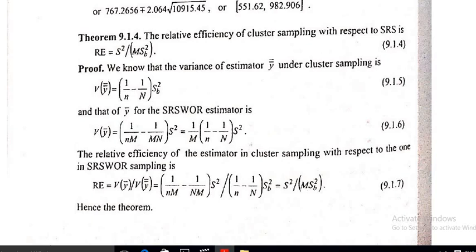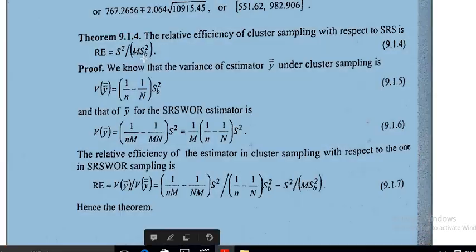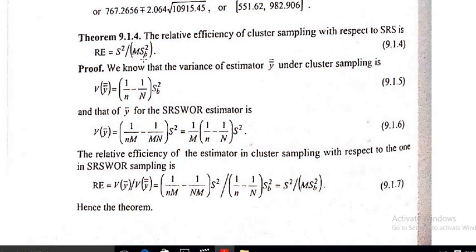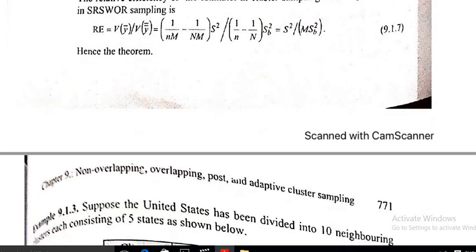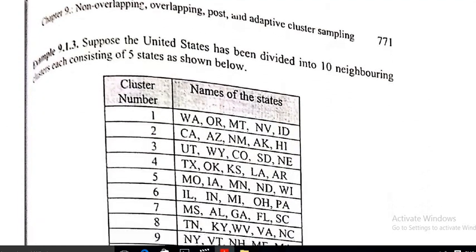This is a theorem. The relative efficiency of cluster sampling with respect to simple random sampling is given as S square divided by M into S square B, where S square is the variance in simple random sampling and S square B is the variance between clusters. Dividing the variance of y bar, we obtain S square divided by M into S square B. Use the relative efficiency in the next example.